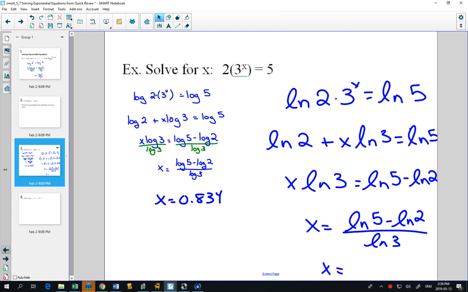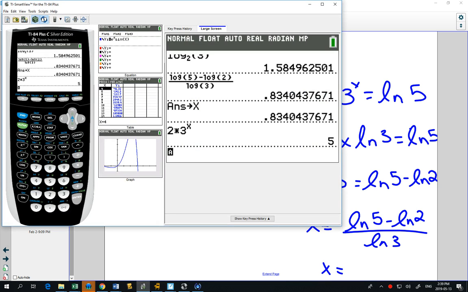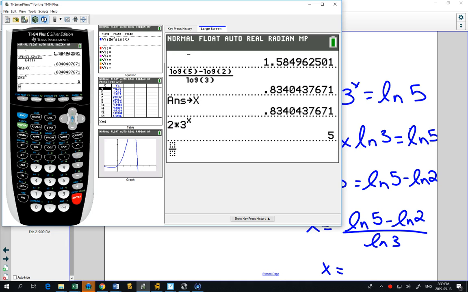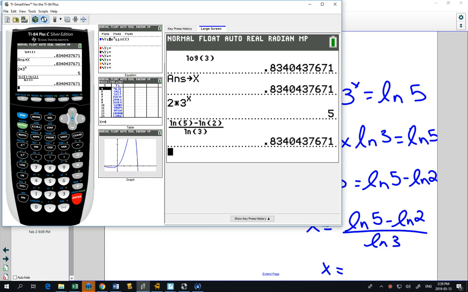Type this into our calculator, so I'm not lying to you, to show that it works out the same. Natural log of 5 minus natural log of 2, divided by natural log of 3. We get exactly the same answer.